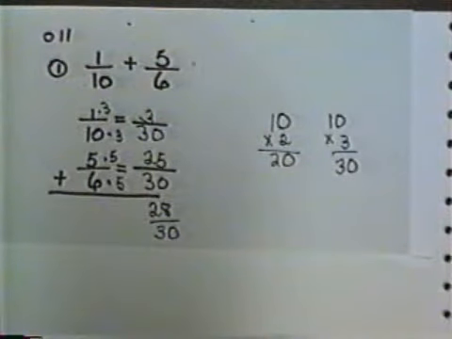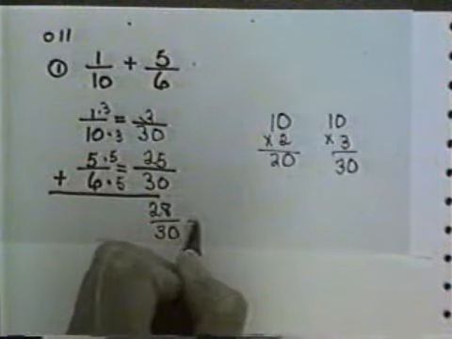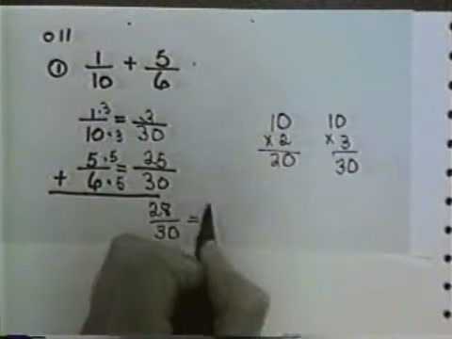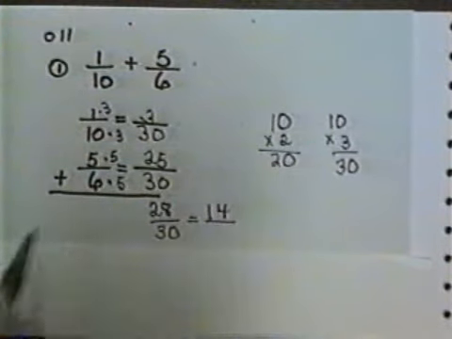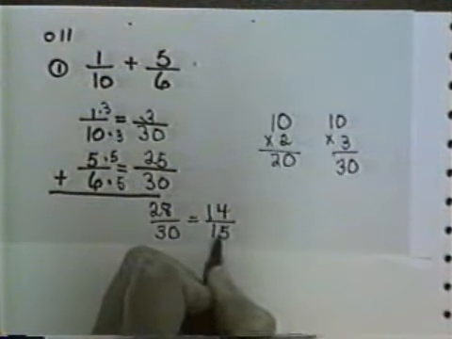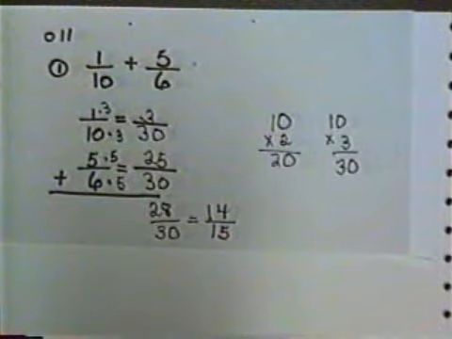And then I need to make sure I couldn't reduce that. If you look at 28 and 30, you'll realize that 2 will go into both of them. So let's divide 2 into 28 and get 14, and 2 into 30 and get 15. So our final answer would be 14/15ths.